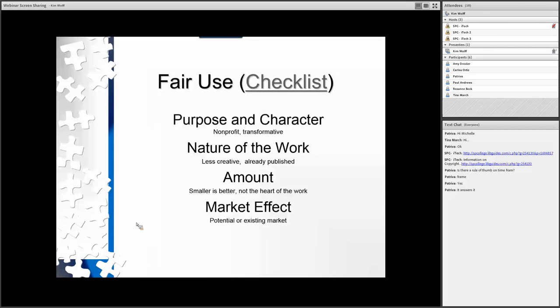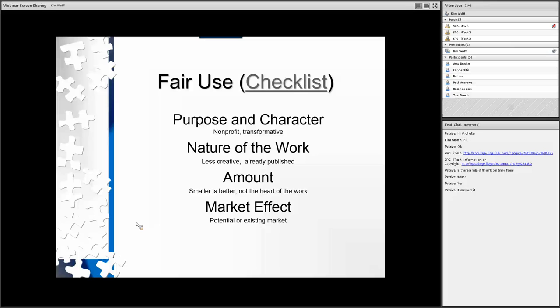So first we'll look at the purpose and the character of the use. As we're looking at the purpose, basically, fair use would favor nonprofit educational use over profit and commercial use.